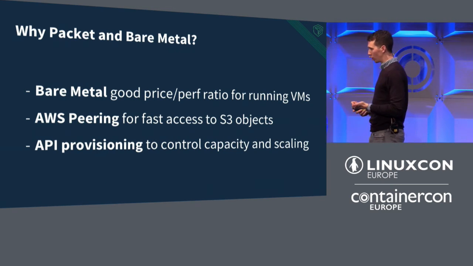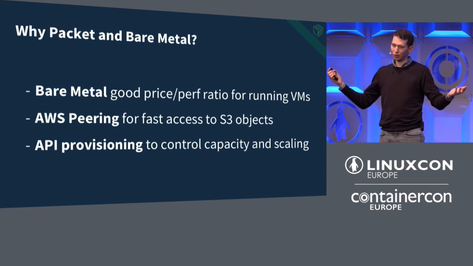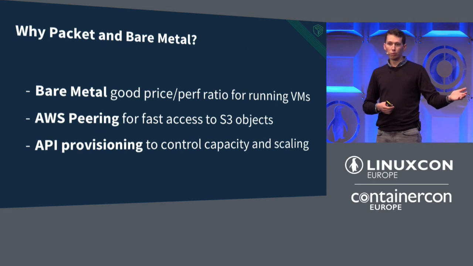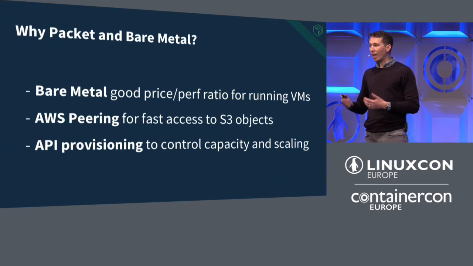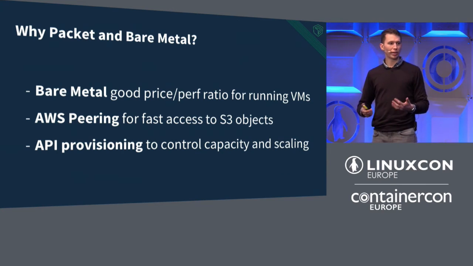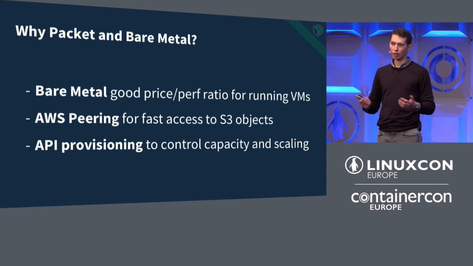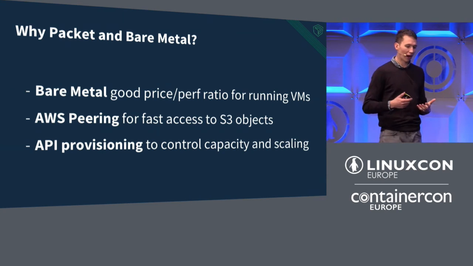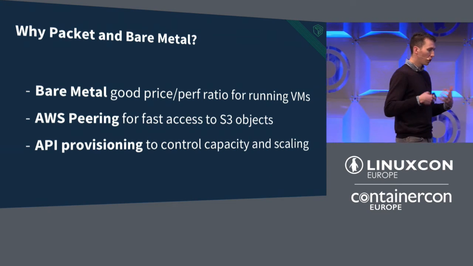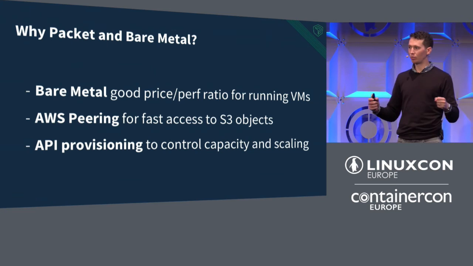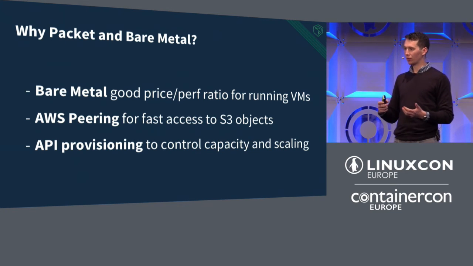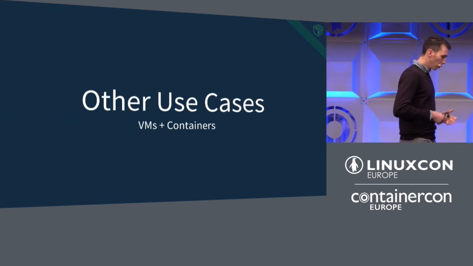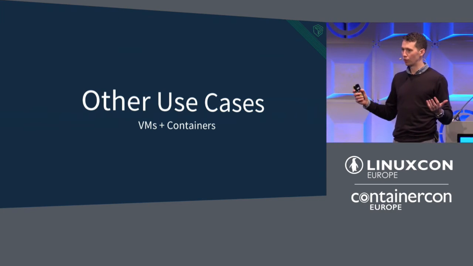So we chose bare metal servers because they, one, allow us to run VMs. Two, there's a really good price to performance ratio when we're thinking about expanding this service over time. They have AWS peering. A lot of Quay is backed by S3 and AWS services, and so we're able to push all those assets out of our build system back into AWS, which is really important. And then finally, we have API provisioning. So with Packet, we're able to, in a couple of minutes, add additional bare metal capacity without having to rack new servers.